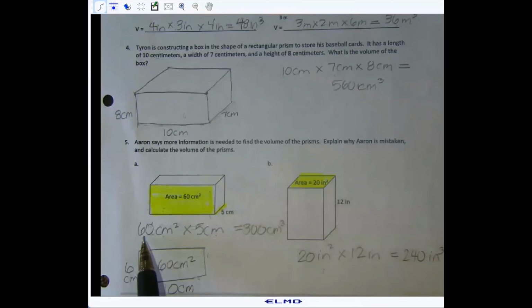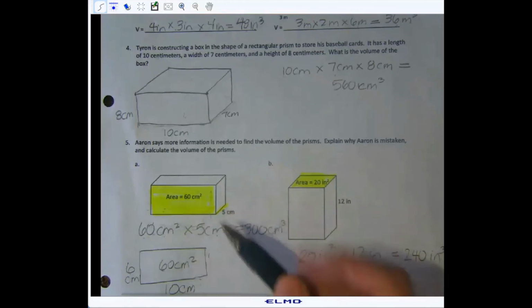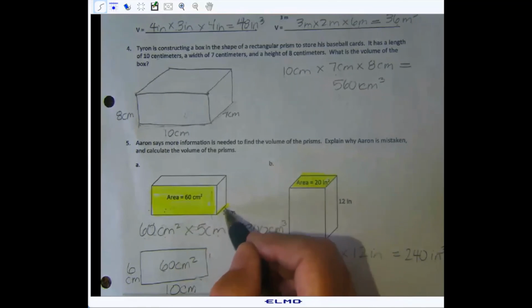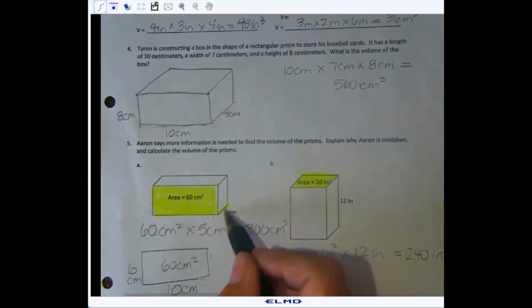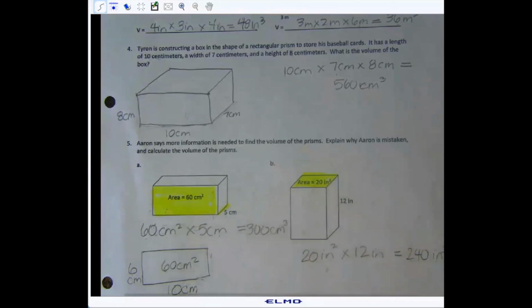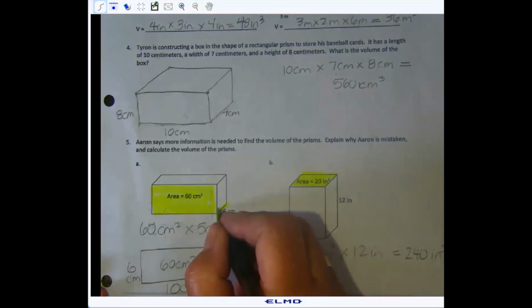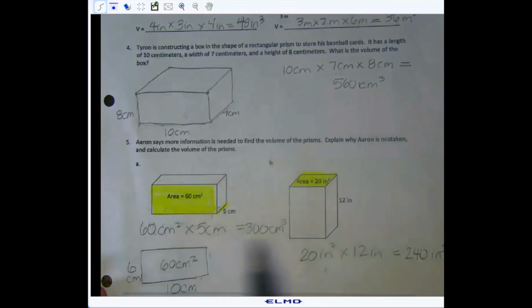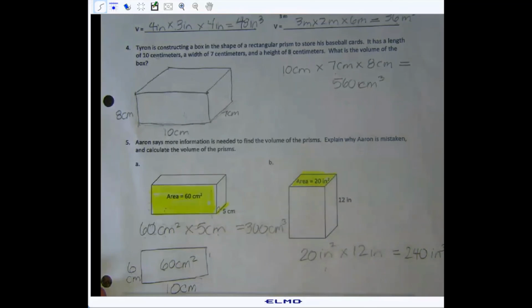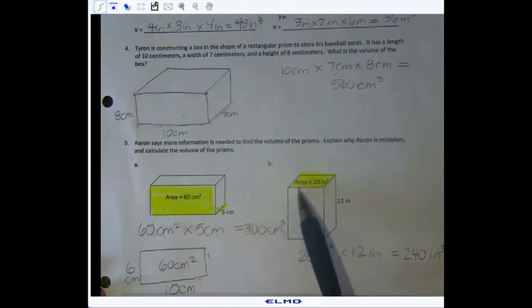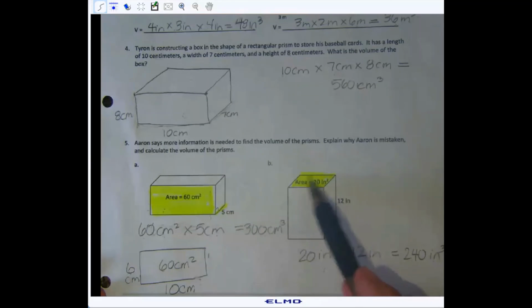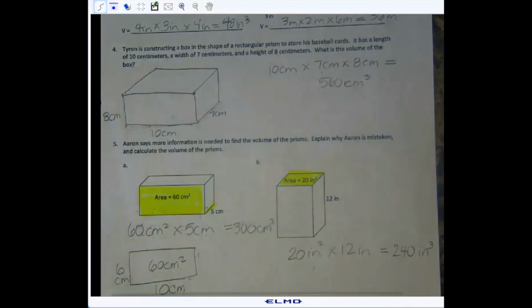So basically you can take the area of one face and multiply it by the perpendicular distance, which is going to be the height. Okay, you see how that height would intersect with that face of the box at a right angle? So area of the base times the height equals 300 cubic centimeters. Same over here. This area is 20. All we have to do is take that area and multiply it by 12, and you get 240 cubic inches.